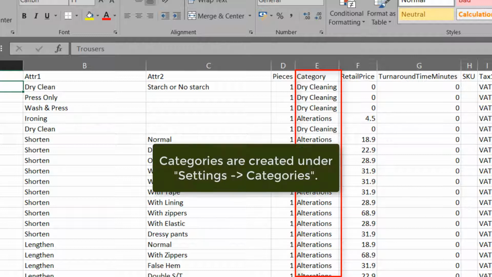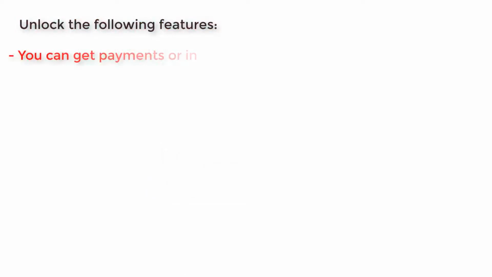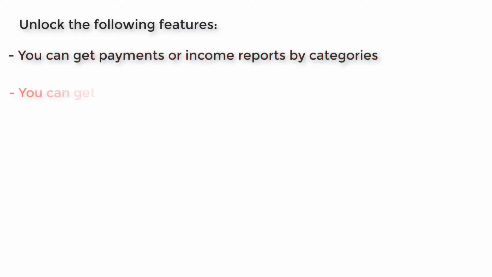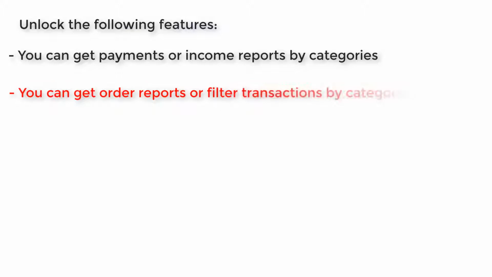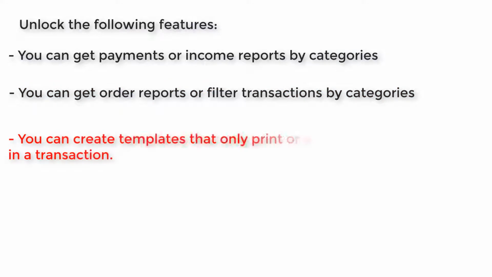Categories are created under Settings, Categories. Using the categories, unlock the following features. You can get payments or income reports by categories. You can get order reports or filter transactions by categories. You can create templates that only print or email a subset of items in a transaction.